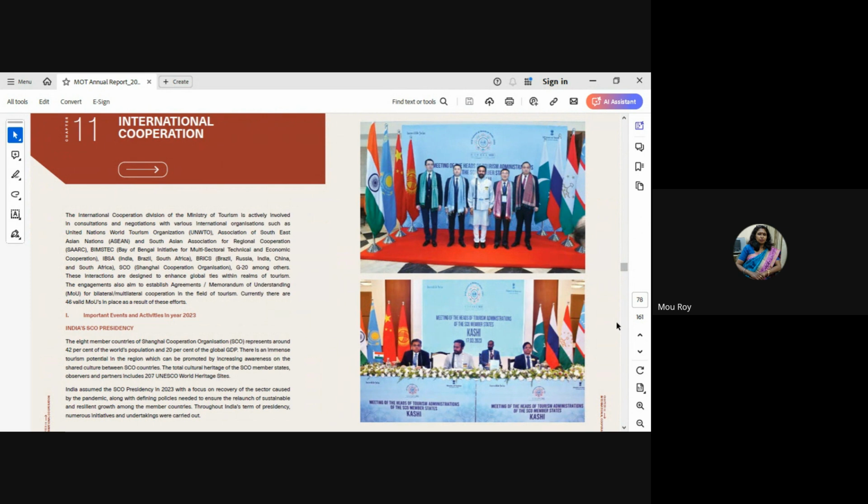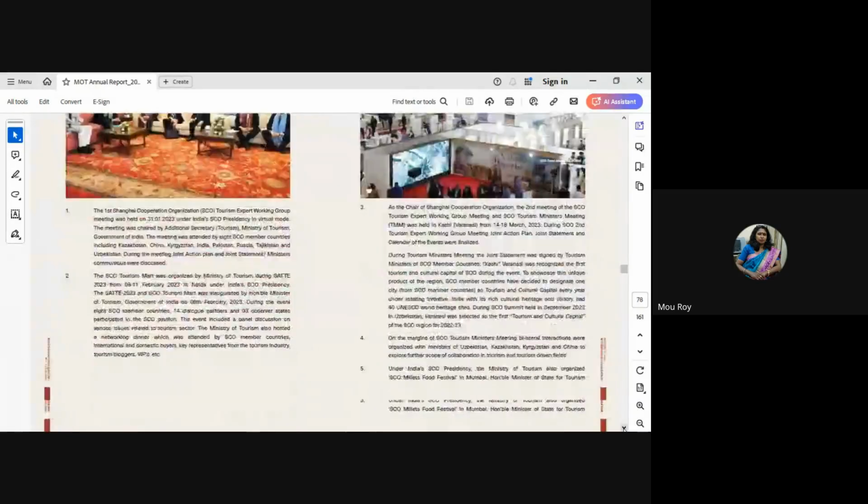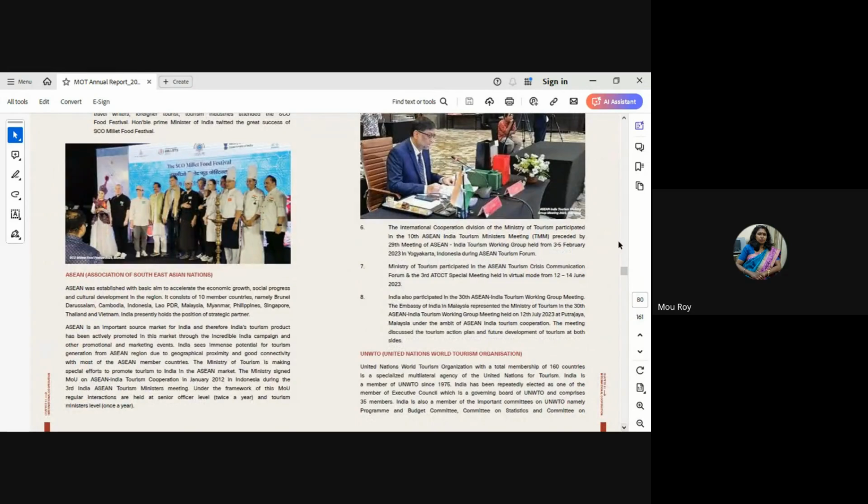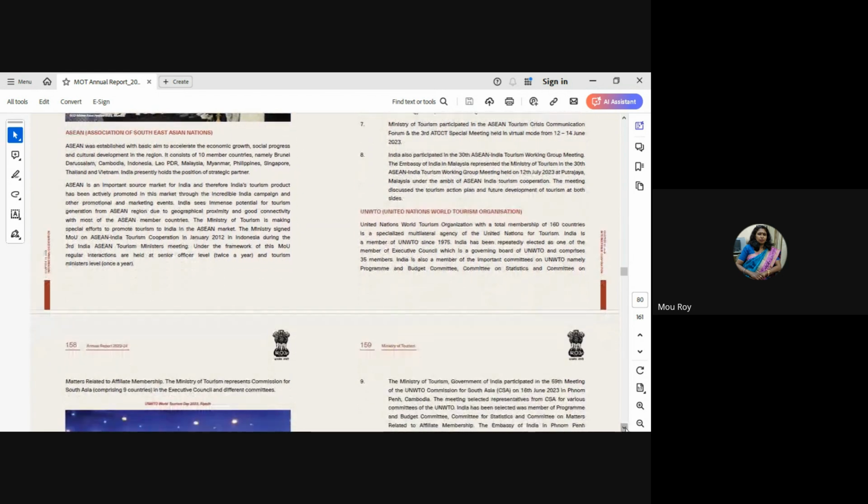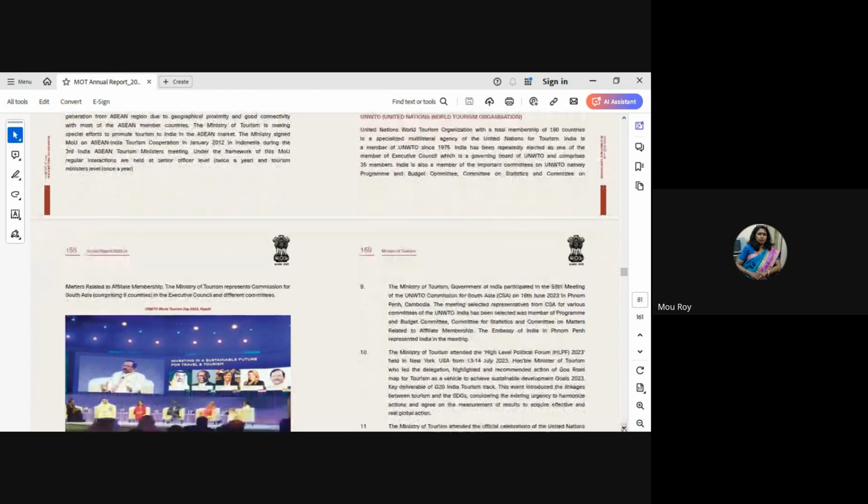These are different forums and chapters where tourism organizations of different countries have participated. I was talking about millets, 2023 was the Year of Millets, so they had a millet food festival. You can see all the chefs, even from the ASEAN, the 10 member countries, participated in this. This is how the tourism department has taken the initiative to bring our country onto the global map as a tourist destination.